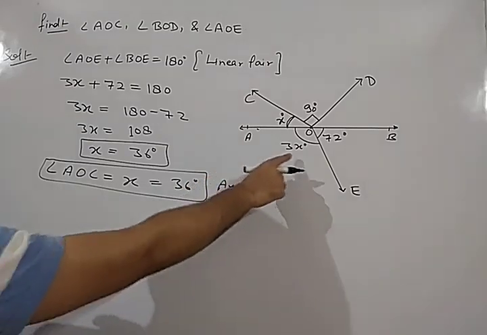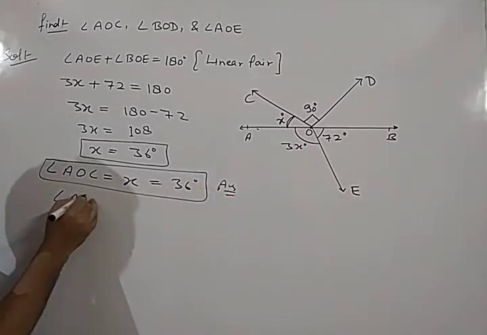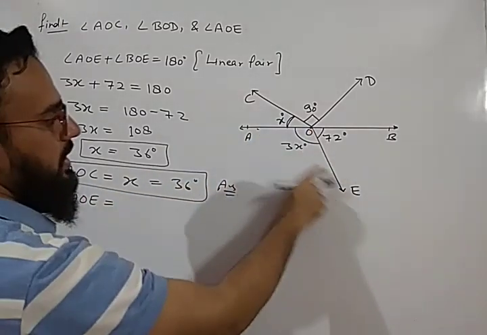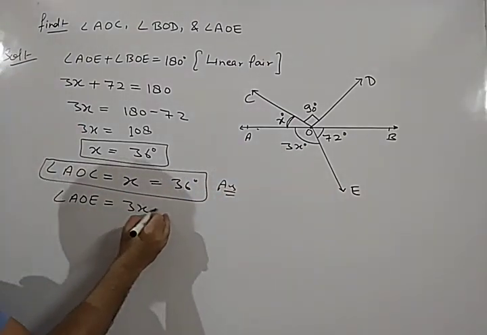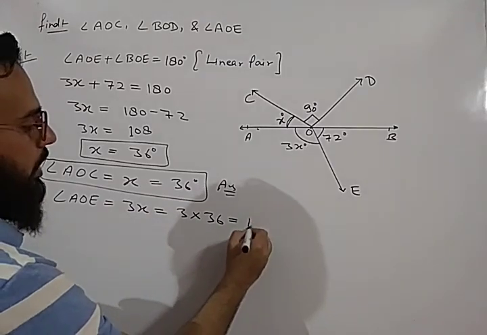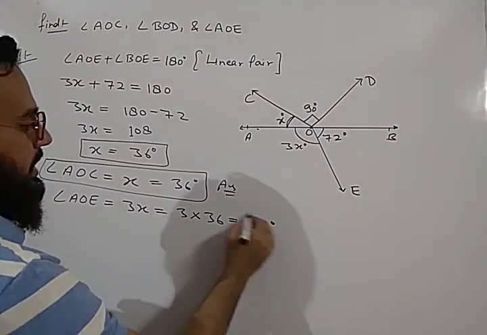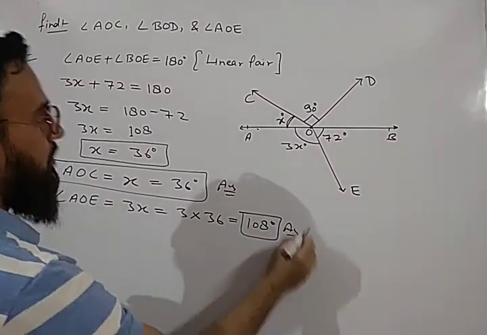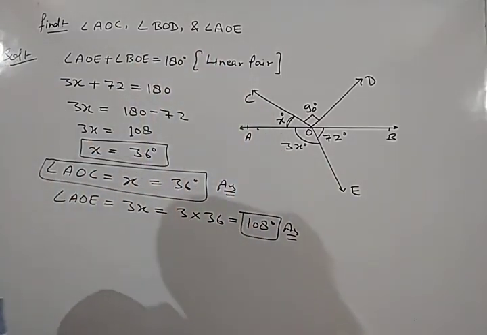Then angle BOD. No, first we are finding angle AOE. So what can we write? Angle AOE is equal to 3x, which will be equal to 3 into 36. That will be 108 degree. So it is our second answer, or we can say angle AOE is equal to 108 degree.